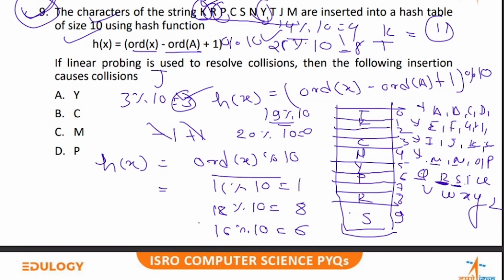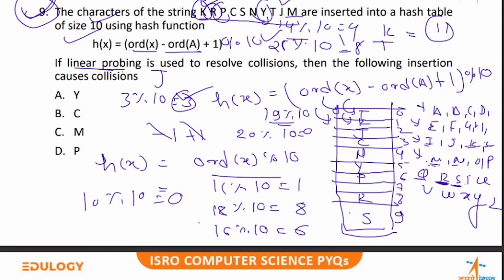J: I, J is 10, and 10 modulo 10 is again 0. First, second, third, because this is a collision. And what probing are we using? Linear probing. In linear probing we increase by 1 until we get an empty slot. Increased by 1 again. Now we get an empty slot. Now we can put our alphabet J here.